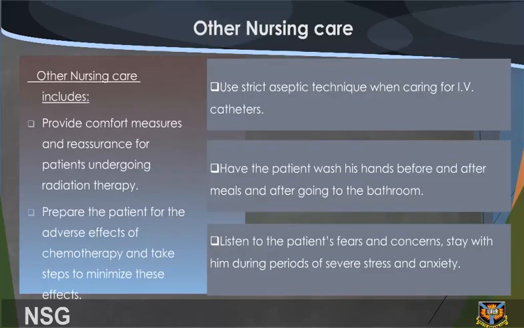Other nursing care. Other nursing care includes: provide comfort measures and reassurance for patients undergoing radiation therapy. Prepare the patients for the adverse effects of chemotherapy and take steps to minimize this effect. Use strict aseptic technique when caring for IV catheters. Have the patient wash his hands before and after meals and after going to the bathroom. Listen to the patient's fears and concerns. Stay with him during periods of severe stress and anxiety.